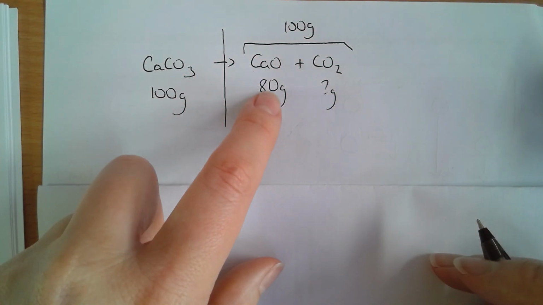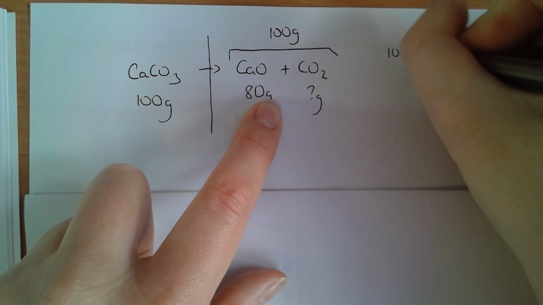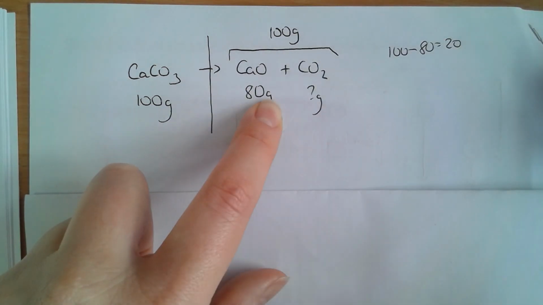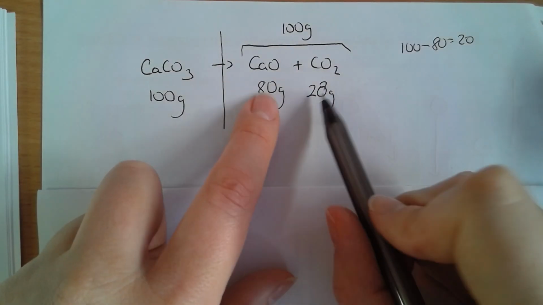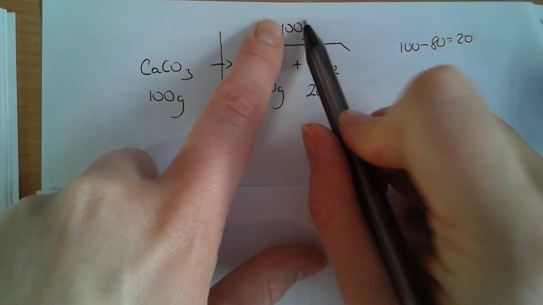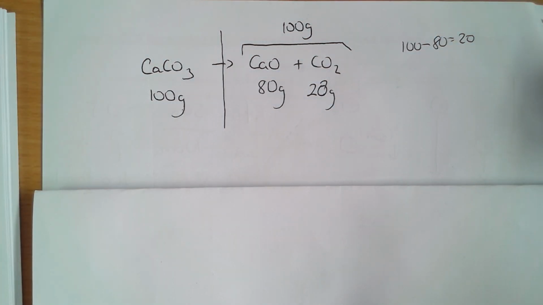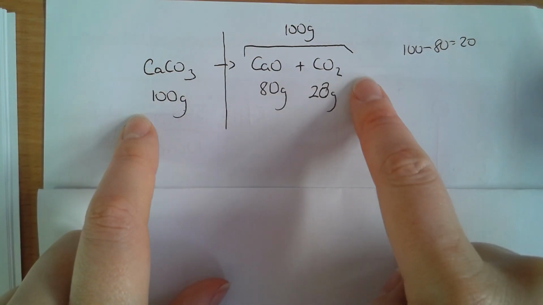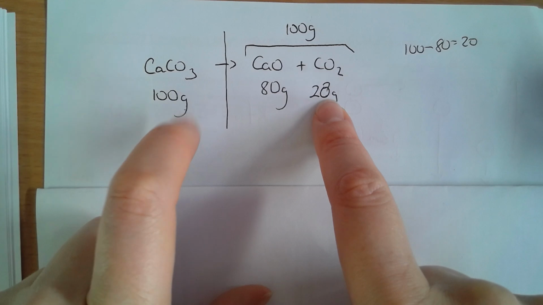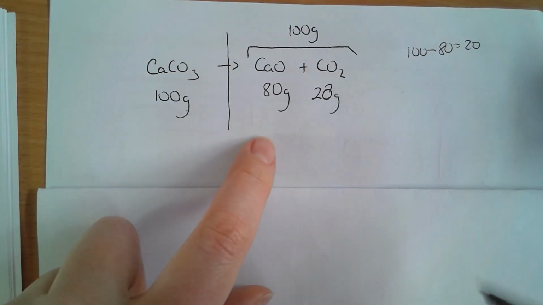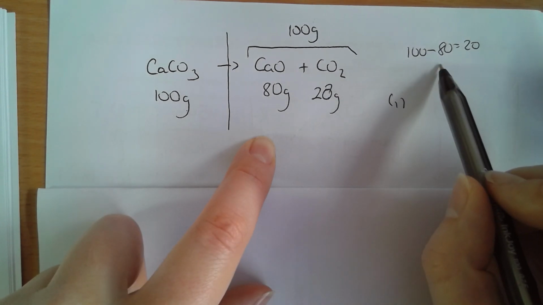If we know that 80 grams has gone to calcium oxide, then all we need to do is 100 minus 80 equals 20, and that tells me that carbon dioxide is 20 grams. So if I add these two together, I get 100 grams, which is exactly the same as what I've got over here. So you'll spot that this is what they want you to do. If they give you an equation and they give you the mass of two different things and are asking you for the mass of a third, typically this is only worth 1 mark because all you're doing is just subtracting.